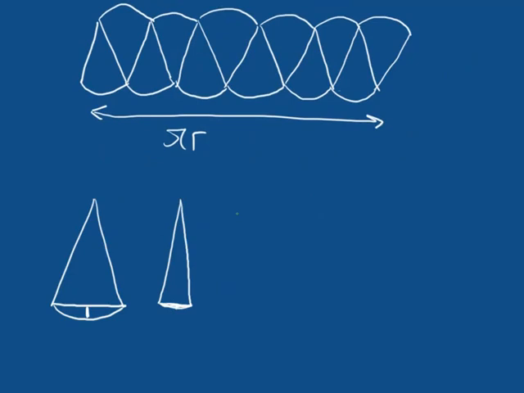So if we kept making these smaller and smaller and smaller, we're going to get closer and closer to having these lines being straight. And that means we're going to get closer and closer to the true distance along the bottom of this rectangle truly being pi r.